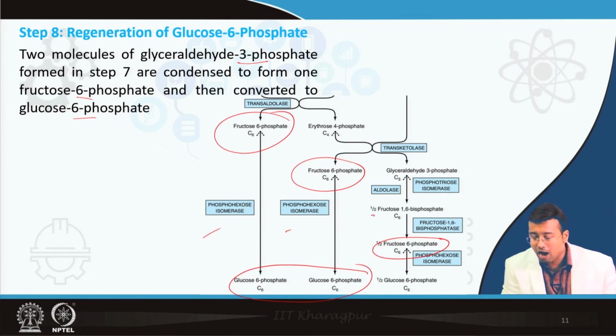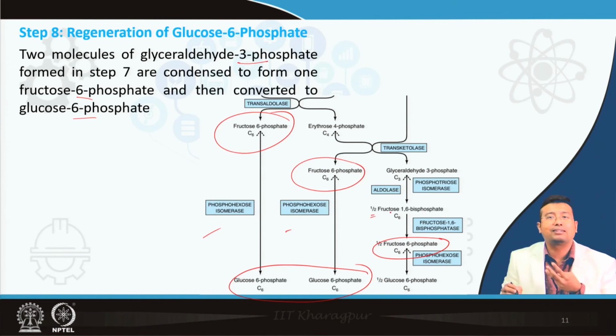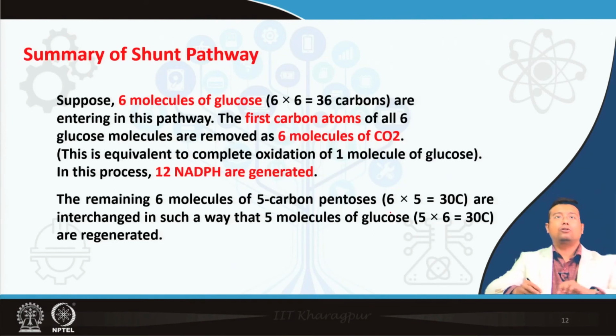Why is it written half? Because considering glyceraldehyde 3-phosphate as a 3 carbon compound, it can only lead to half fructose, but in reality 2 molecules of glyceraldehyde 3-phosphate condense to form 1 molecule of fructose 6-phosphate and eventually 1 molecule of glucose 6-phosphate.